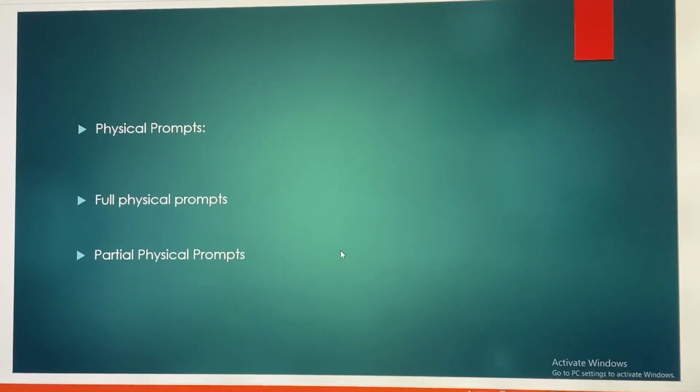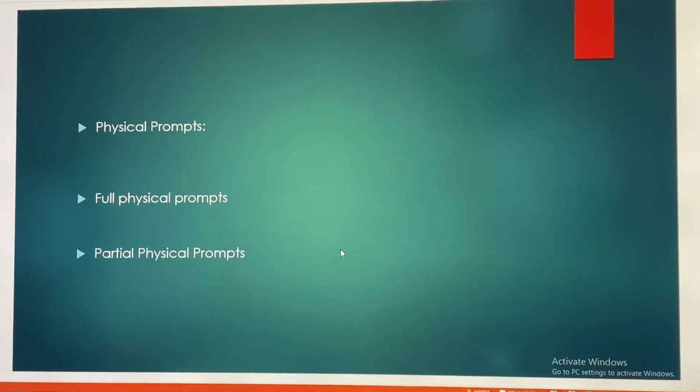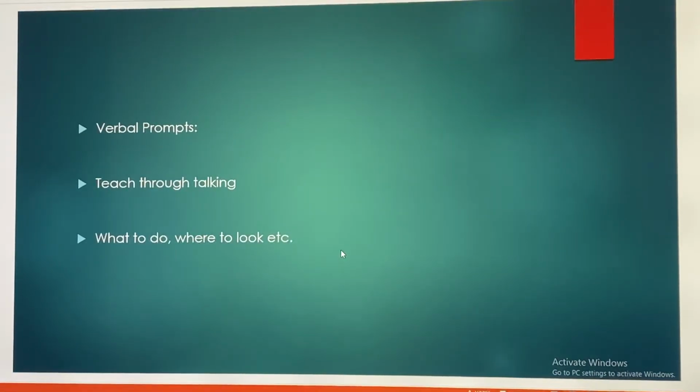A partial physical prompt is different from a full physical prompt in that you don't physically guide them all the way, but just enough that they will know, okay, that's the behavior that needs to occur. For example, if the ball is on the table, you will take their arm and bring it close to the ball so they will know, okay, now I need to touch the ball. So that's a partial physical prompt.